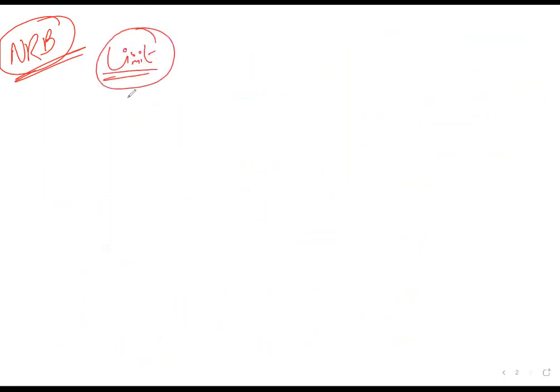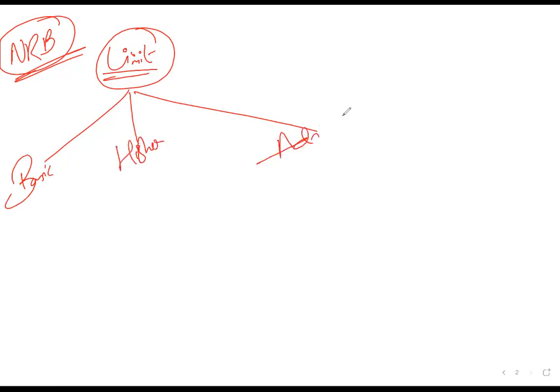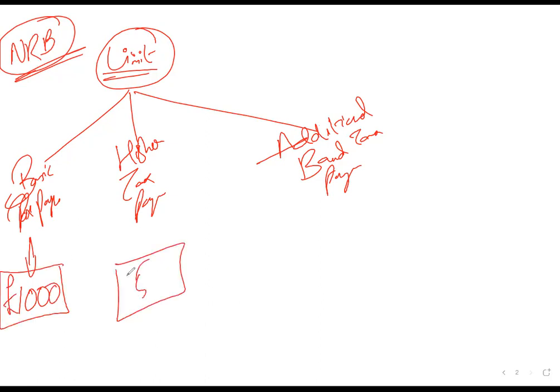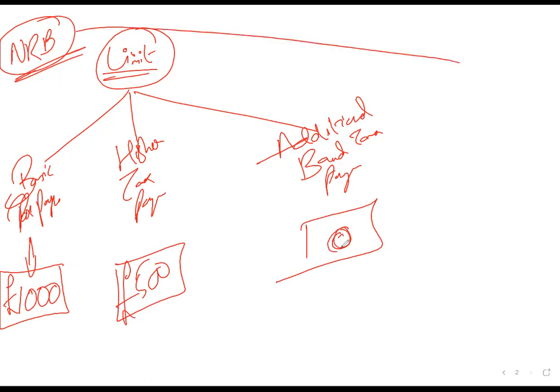It depends on your status. If you are a basic taxpayer, a higher taxpayer, or an additional band taxpayer. If you are a basic band taxpayer, your NRB, nil rate band, will be £1,000. If you are a higher band taxpayer, your nil rate band will be £500. And if you are an additional taxpayer, your nil rate band will be £0. Meaning nil rate band will not be applicable.